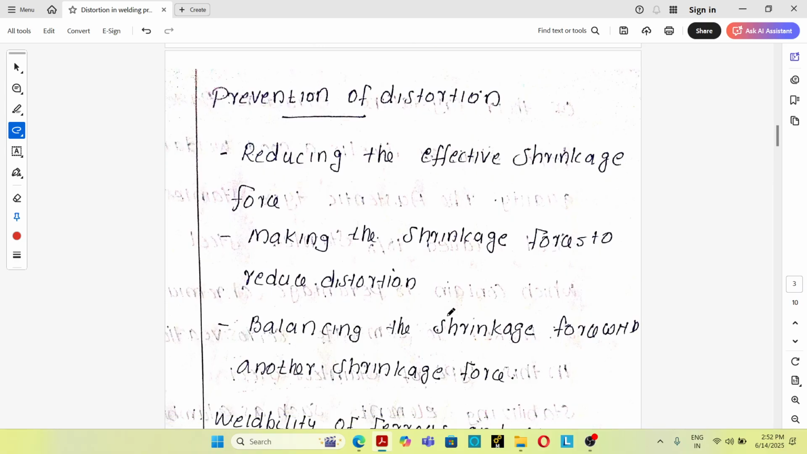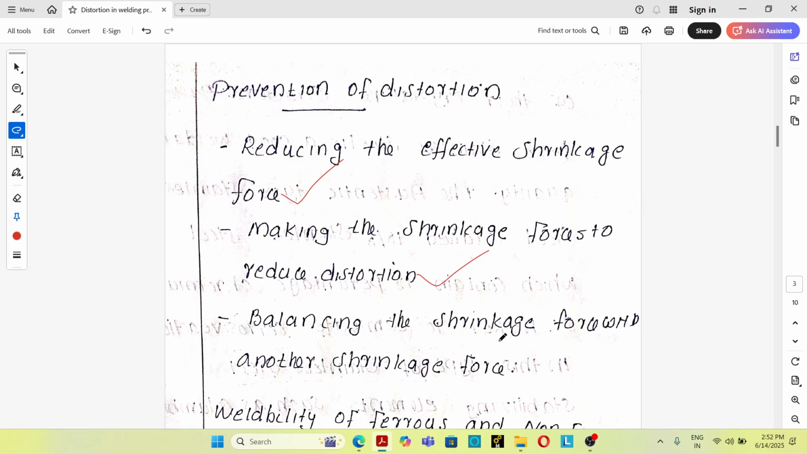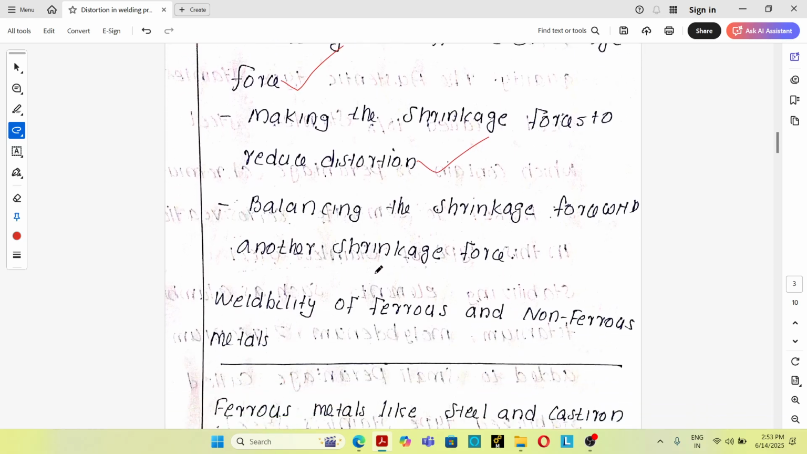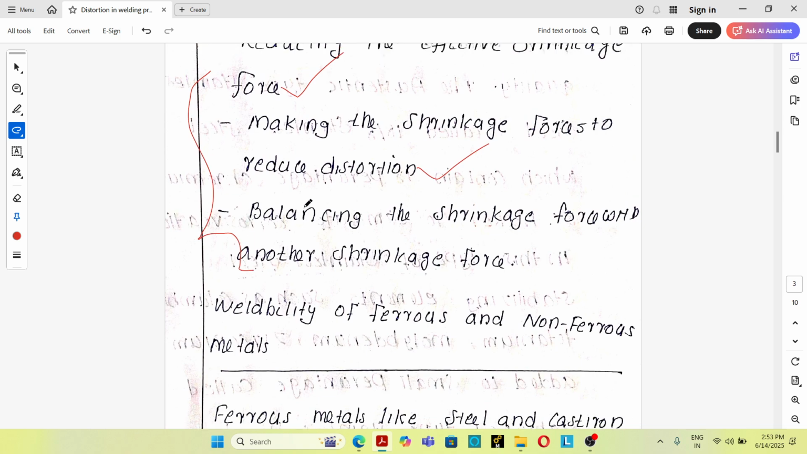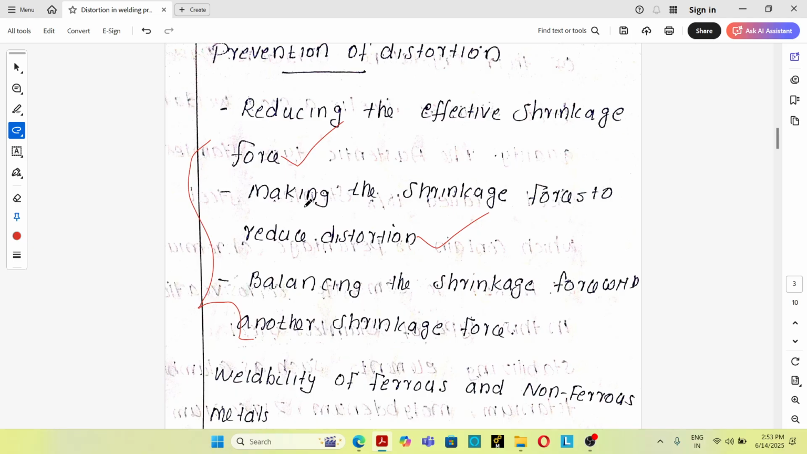So, prevention of distortion. How can we prevent distortion? Reducing the effective shrinkage force, making the shrinkage force reduce distortion, and balancing the shrinkage force with another shrinkage force. So these three are the methods used to reduce distortion during the welding process.